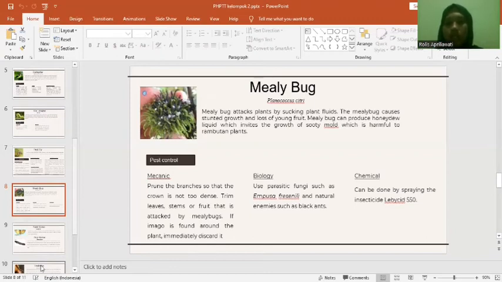Chemical control can be done by spraying the insecticide Lebaycid 550. Next.